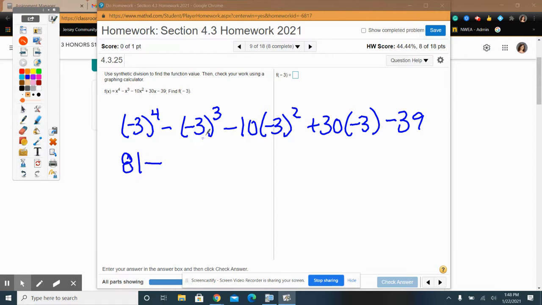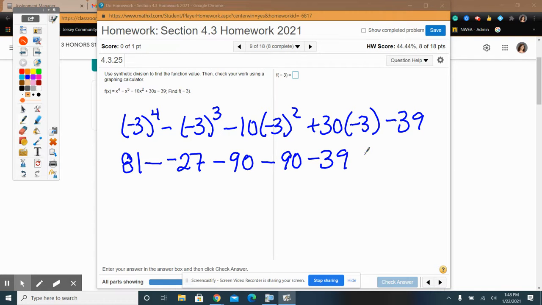Minus, this will be negative 3 times 3 is 9, times 3 is 27. So it's minus a -27, which will become plus a positive. This will be -10 times 9. So this will be minus 90. This will also be a minus 90 minus 39.